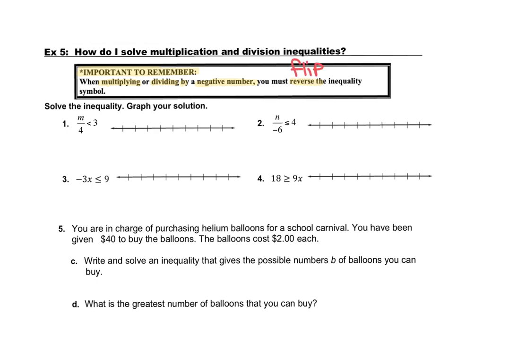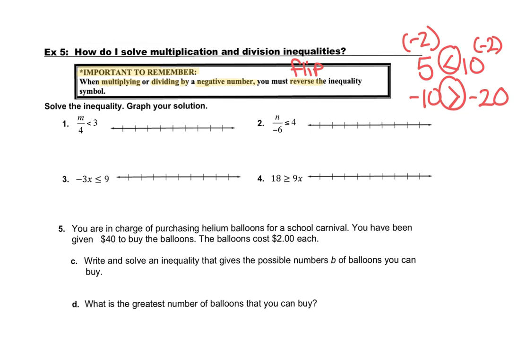Let me explain why. We know that 5 is less than 10. If I then multiply both sides by negative 2, what I do to one side, I have to do to the other side. Now when I multiply, I would have negative 10 and negative 20. Because we multiplied by a negative, remember, the more negative you are, the less value you have. So notice how negative 20 is less than negative 10, and notice our inequality symbol flipped.